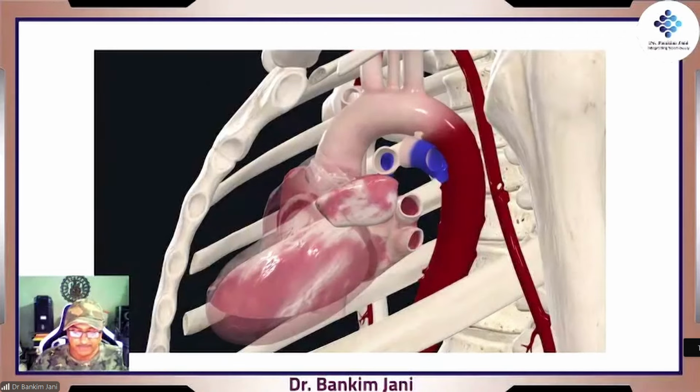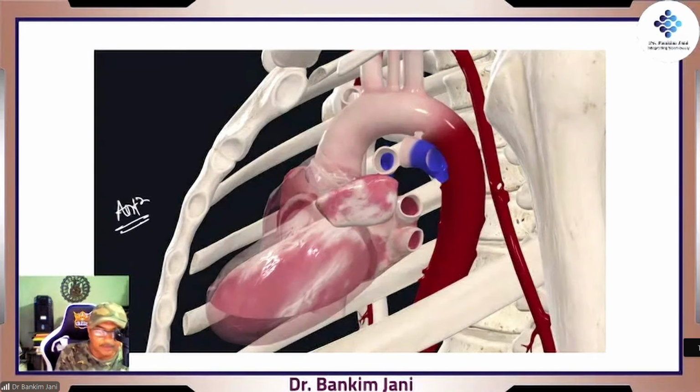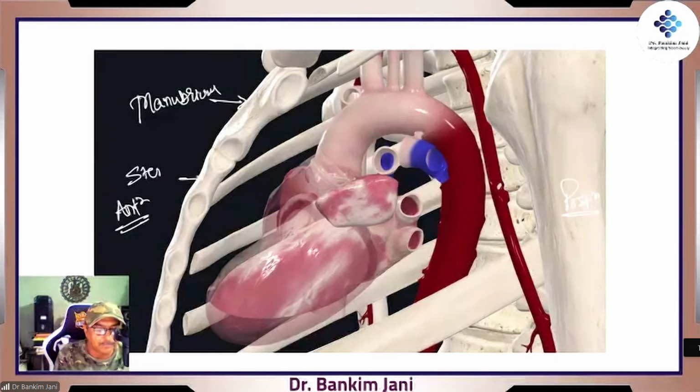Now, see this image. From this point onwards, almost there are images only. What do you see? Even if I don't say anything, is it clear which is anterior and which is posterior? Yes, because see, this was what? Manubrium. And this one is sternum. So that means it is anterior.